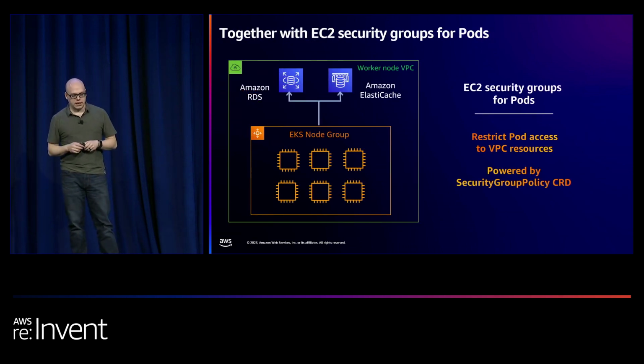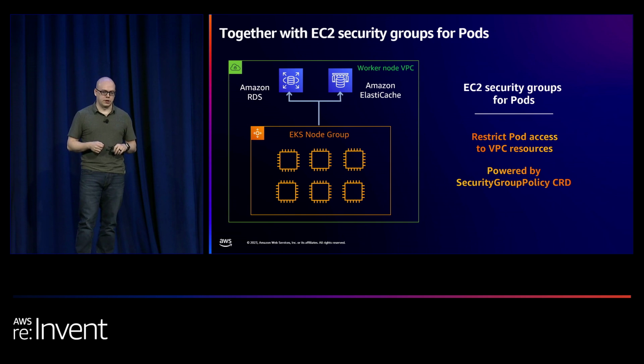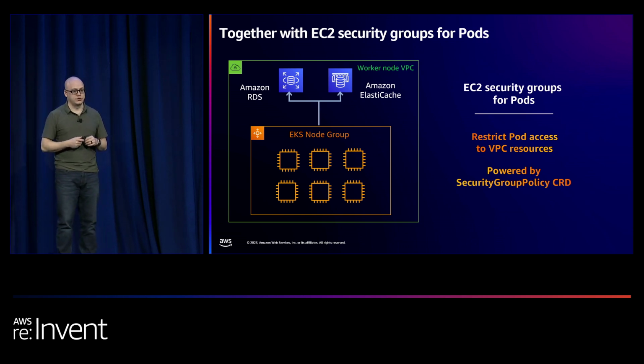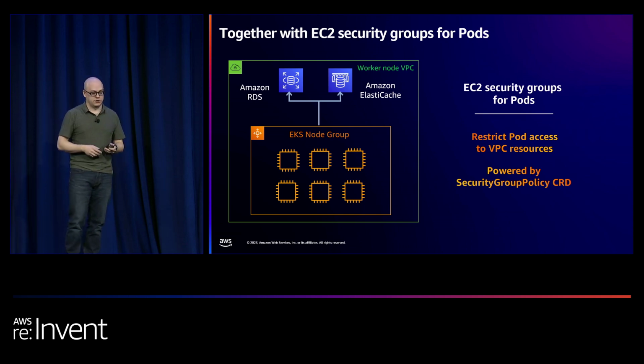And again, this can work together with EC2 security groups as called out earlier. So say you have Amazon RDS or Amazon ElastiCache in your VPC, and you've got an EKS node group that has your pods. You can use network policy and the EKS CRDs to restrict pod access to VPC resources as well as cluster resources.